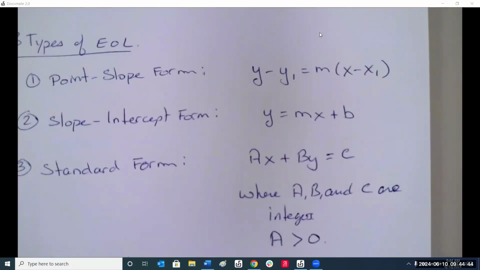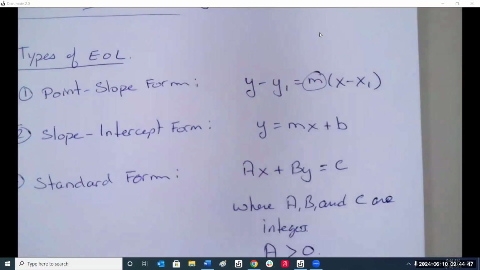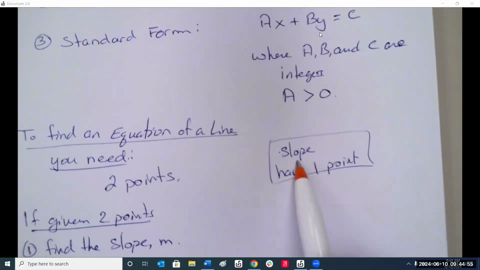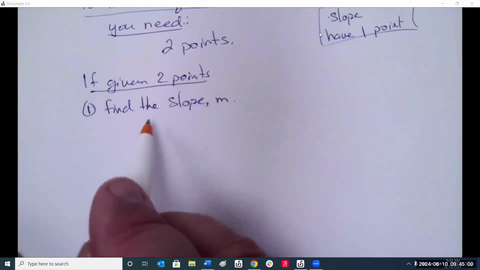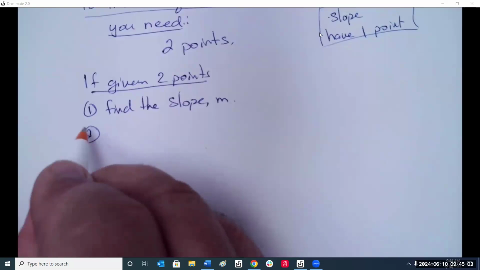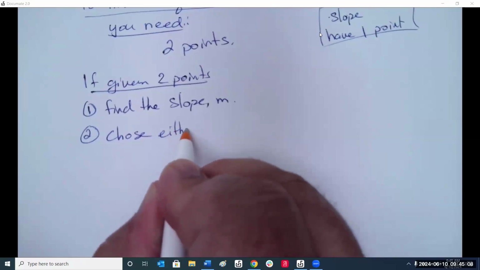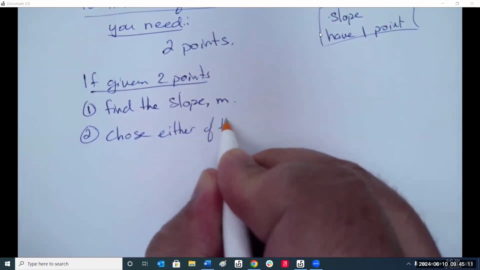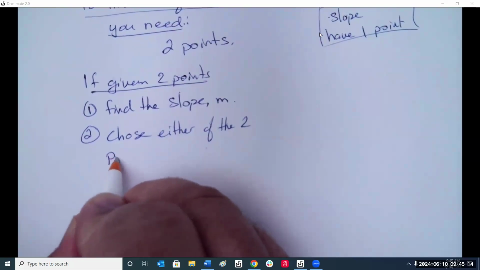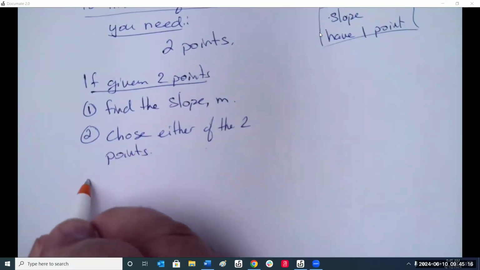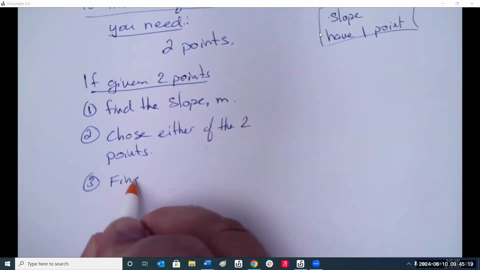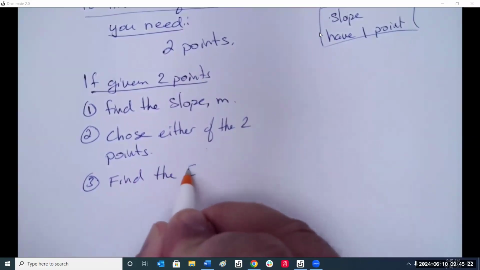Because if you notice, look at our equations. There's a slope. There's a slope. So either way, if we're given 2 points, we have to find a slope anyway. But if we're given a point and a slope, then we just plug them in there. So if we're given 2 points, find the slope, choose either of the 2 points, and then find the equation of the line, the EOL.